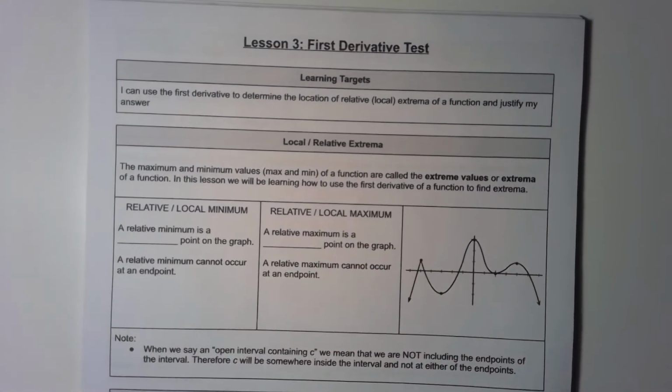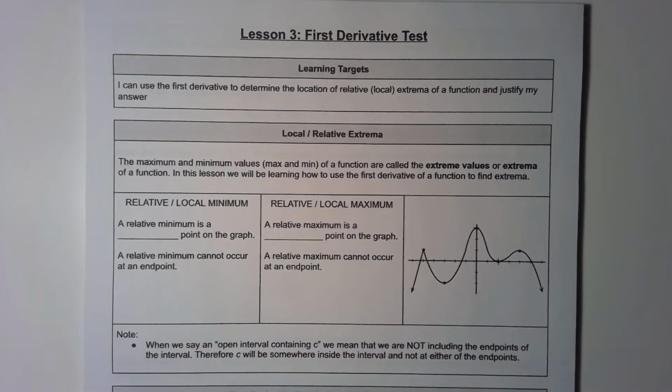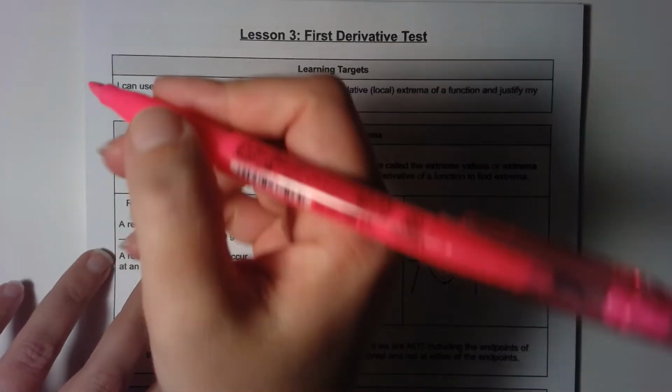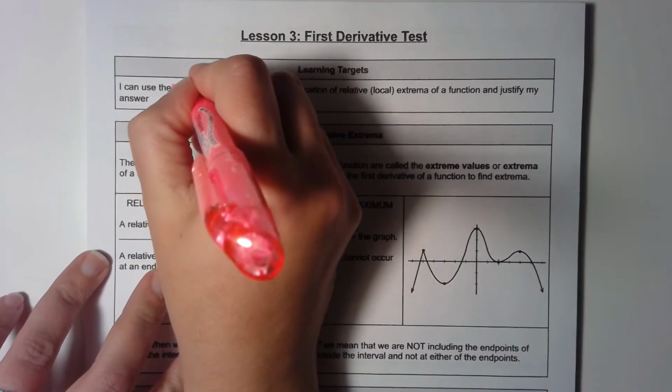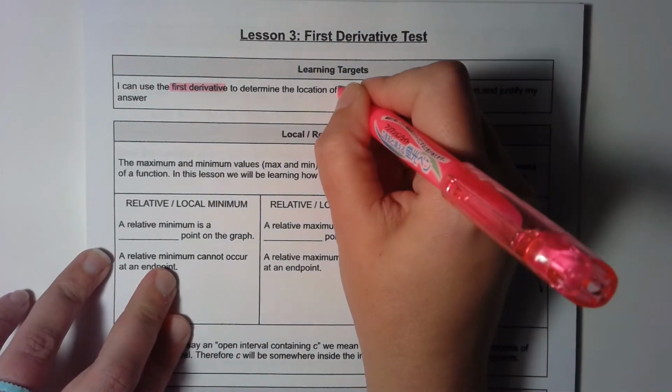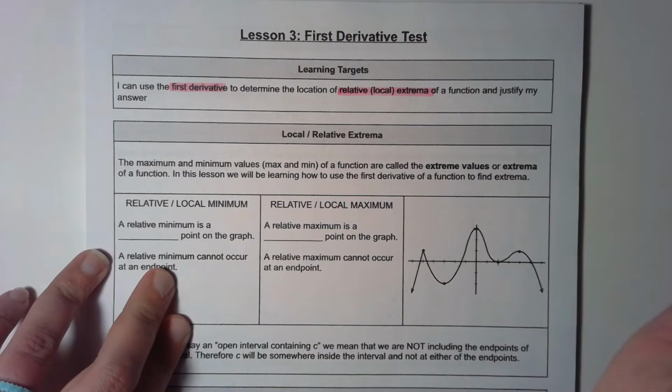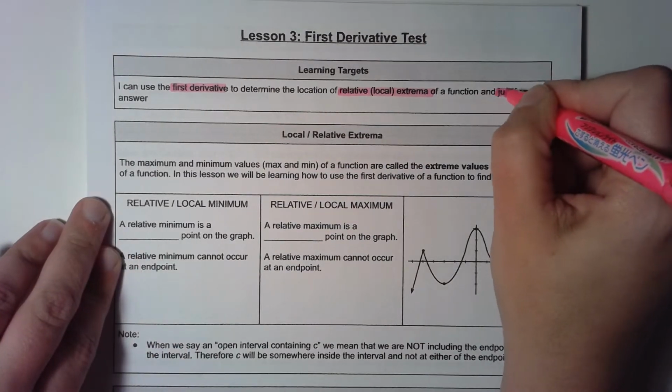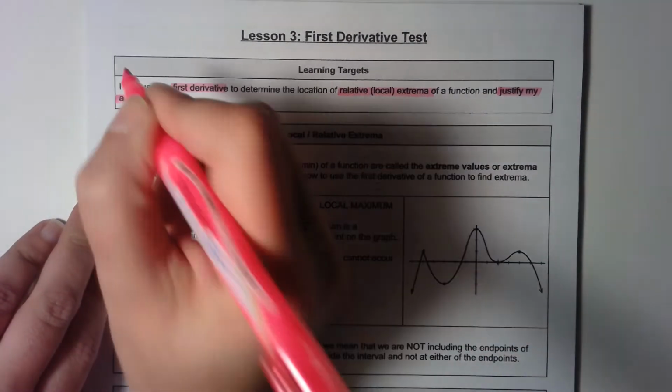Hi, everybody, and welcome back for Lesson 3 from Unit 5, which is about the first derivative test. So we have one learning target for today, and our target for today is I can use the first derivative to determine the location of relative, or in other words, local extrema of a function and justify my answer.